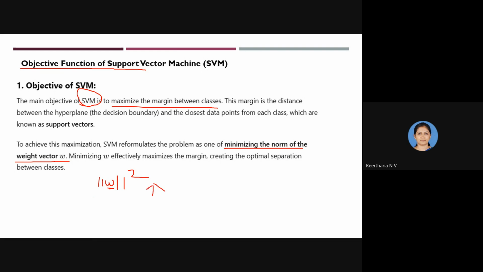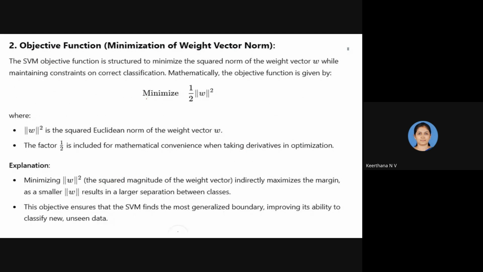hyperplane between the classes. So the next thing, the objective function is the same here. You have to achieve the minimization of the weight vector form. It is the squared Euclidean, that is, the squared normalization of the weight vector. Why do we include this square? It is a mathematical convenience when we take the derivations.